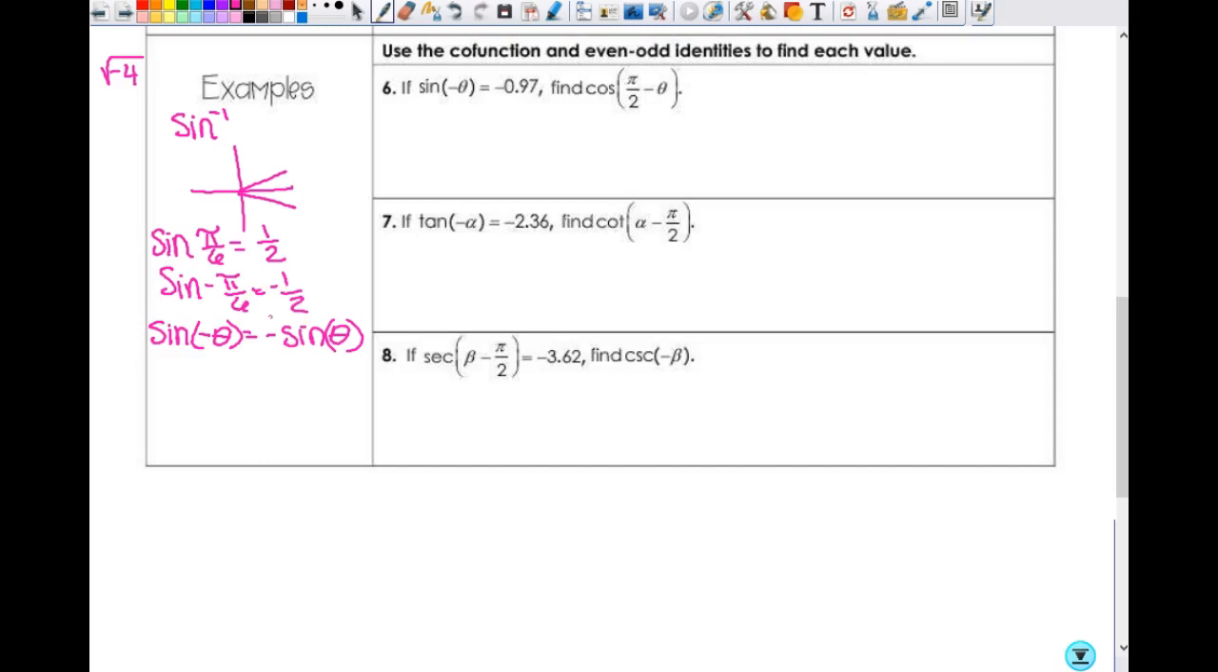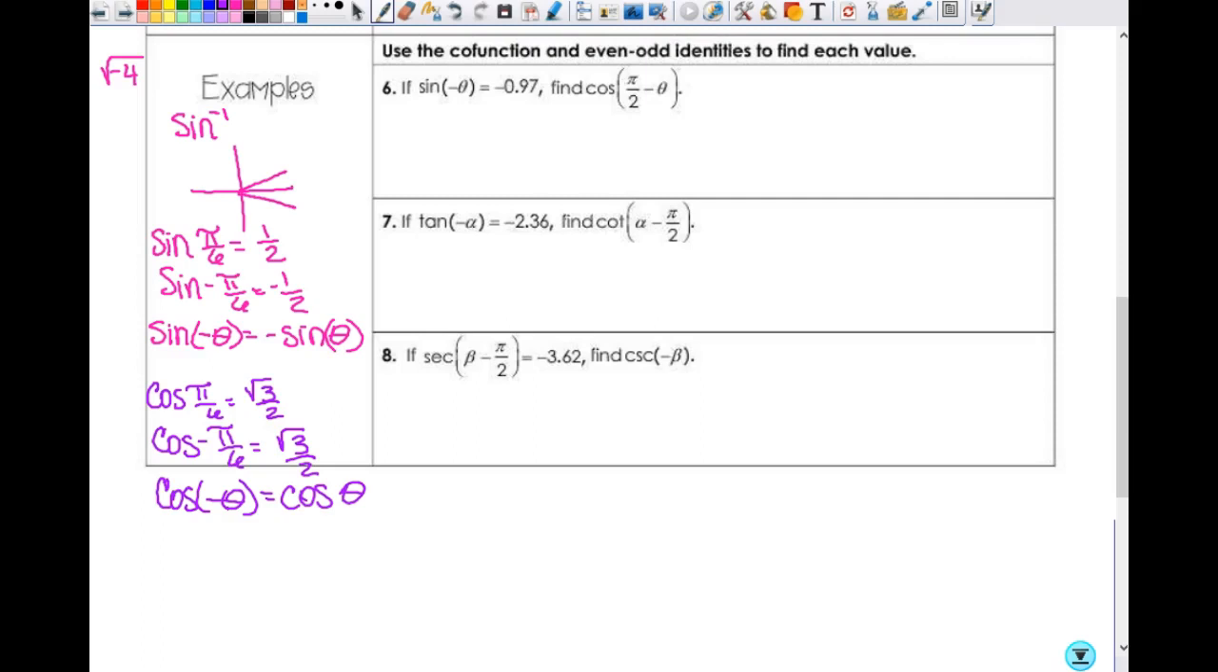Let me ask you about cosine. What's the cosine of pi over 6? Square root of 3 over 2. What is the cosine of negative pi over 6? Square root of 3 over 2. Because isn't cosine positive in the fourth quadrant? So here, cosine of the negative angle is just equal to cosine of whatever theta is, because cosine of negative pi over 6 is the same thing as cosine of pi over 6. Does that make sense to you?